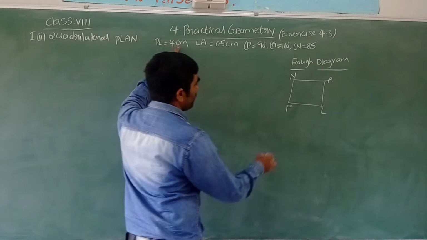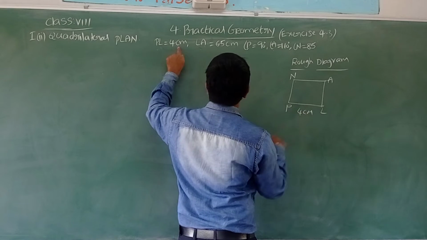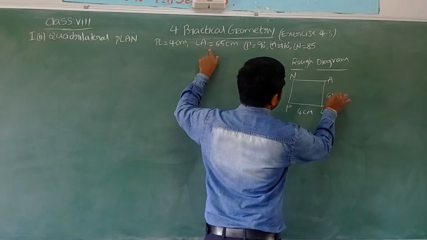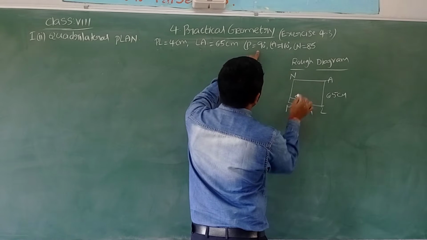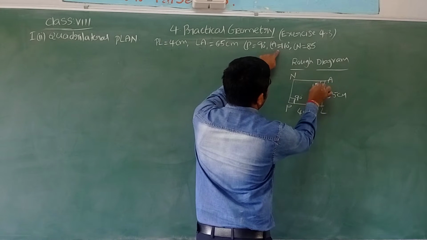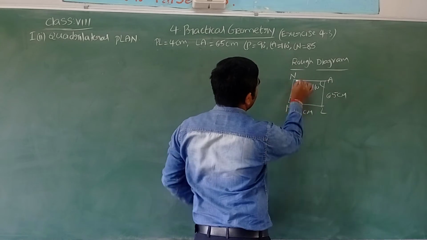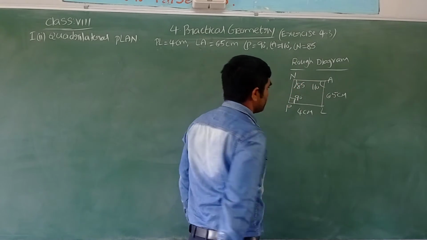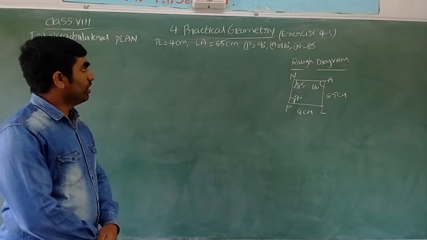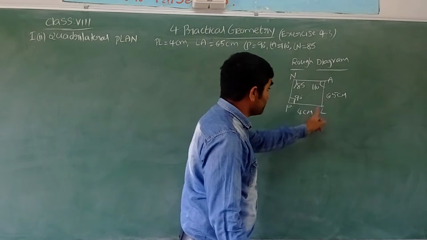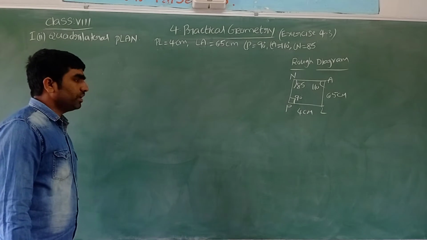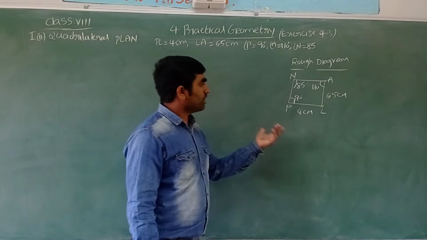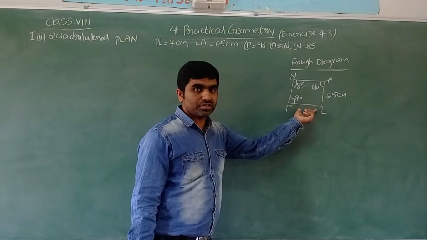So what is the length of PL? 4 centimeters, and LA is 6.5 centimeters. Angle P is 90 degrees, angle A is 110 degrees, angle N is 85 degrees. With the help of this, we need to construct a quadrilateral: 2 adjacent sides and 3 angles. Children, is it possible with the help of these measurements?